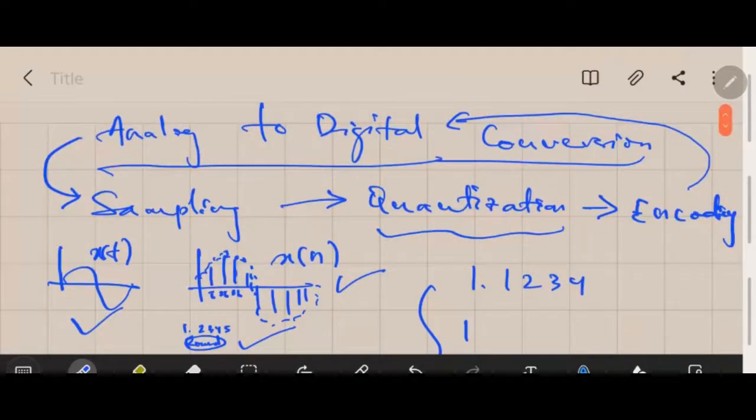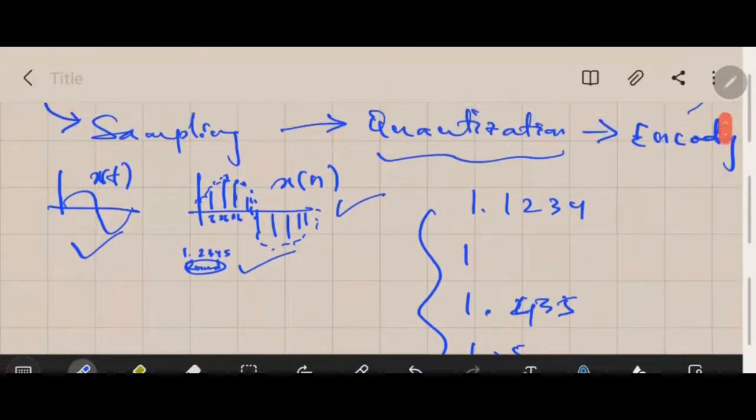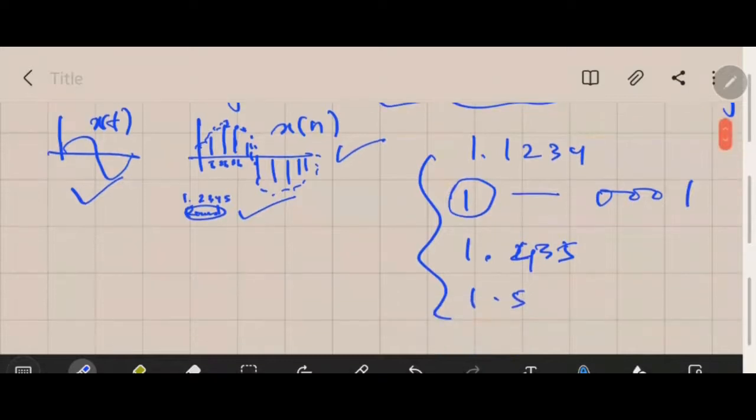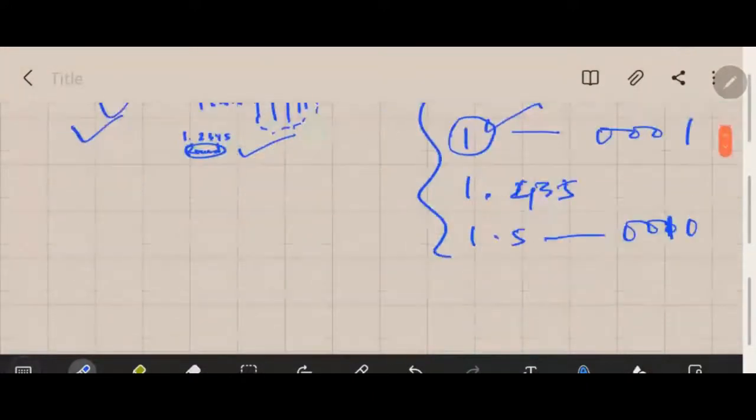Try to understand this. And encoding is a very simple process, where we are allocating a code to these amplitude levels. Let's say the amplitude is 1, the code will be 0001. Similarly, if the amplitude is 1.5, the code will be 000010. You could allocate a code to an amplitude level, and that is the process of encoding. Now let us discuss these processes in detail.